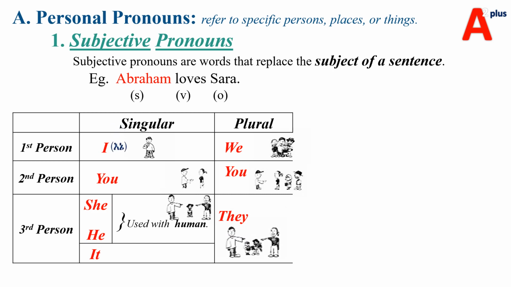For example, Abraham loves Sarah. Abraham is a long word, it contains at least seven letters, so let's replace it with a shorter pronoun. In Abraham loves Sarah, Abraham is the subject, loves is the verb, and Sarah is the object of the sentence.